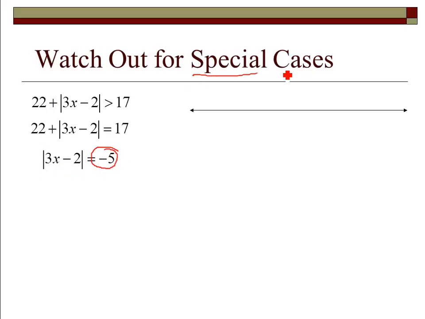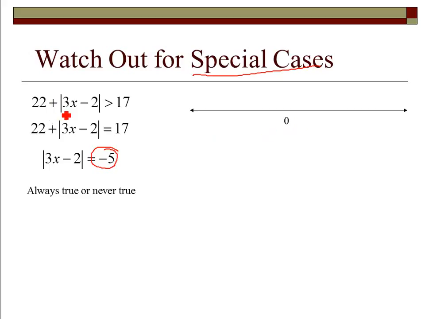That tells me it's a special case. So what's going to happen, either it's always true or never true. So all I've got to do now is just test a single value to see if it's true or false. Well, the easiest thing to do is plug in 0.